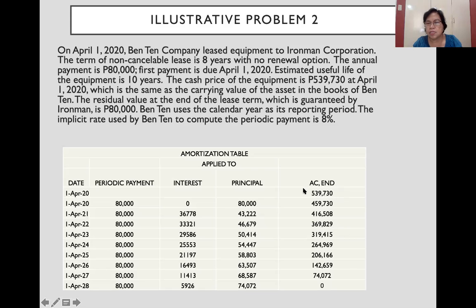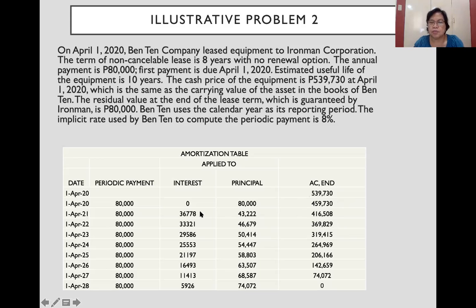So on April 1, 2020, before the first collection, the amortized cost or the present value of the total payments accruing to the lessor is 539,730. And on the same date, April 1, 2020, we made a periodic collection of 80,000. Because there is no time lapse, that 80,000 is applied immediately in full to the principal. So the principal is reduced by 80,000 to 459,730, which now becomes the basis to compute the interest that will be applied in the subsequent periodic collection.